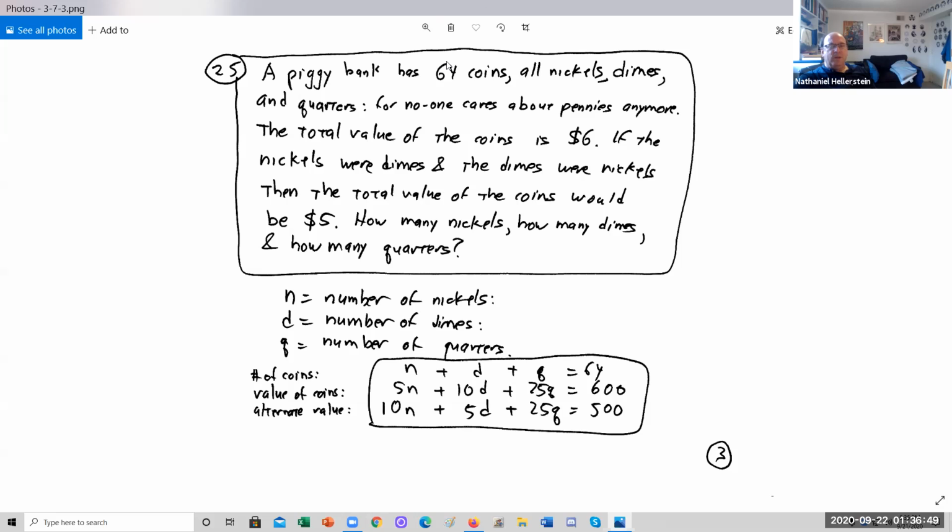The number of coins is 64. So N plus D plus Q equals 64. The value of the coins is $6, which I'll write as 600 cents. 5 times the number of nickels plus 10 times the number of dimes plus 25Q equals 600. Now here, if we swap around the values of the dimes and the nickels and evaluate 5 cents per dime and 10 cents per nickel, and get $5, then that means 10N plus 5D plus 25Q equals 500. Here is the 3 by 3 system.